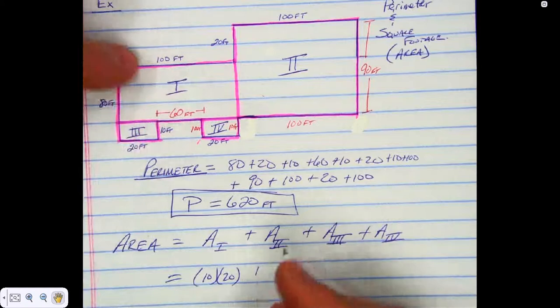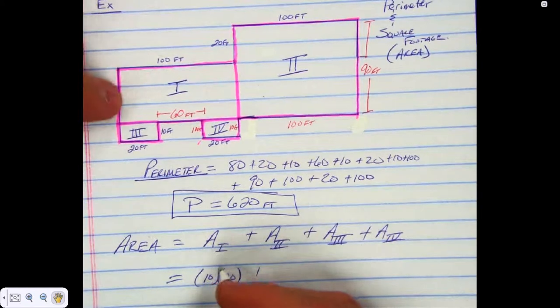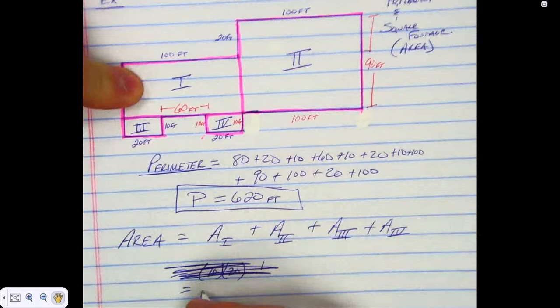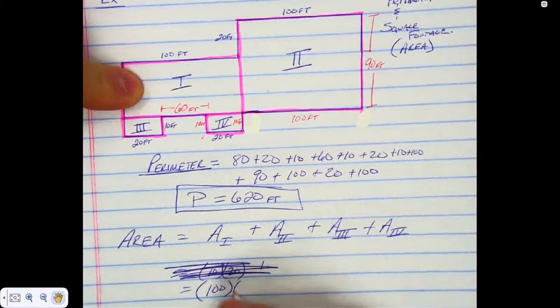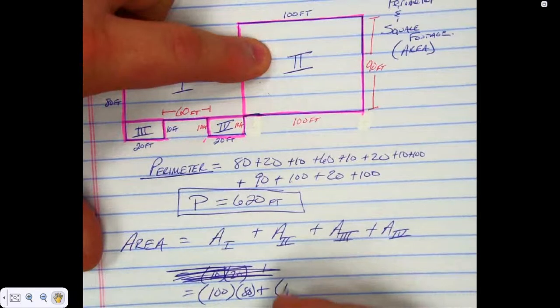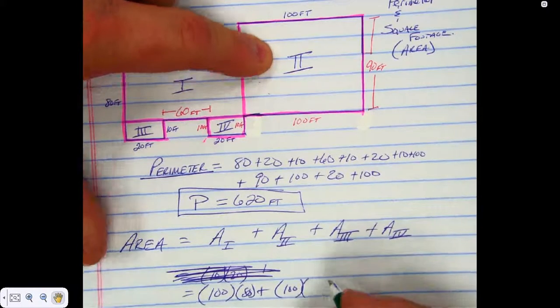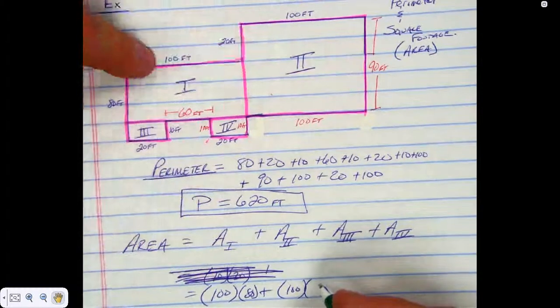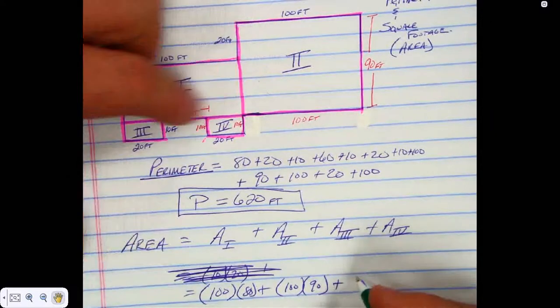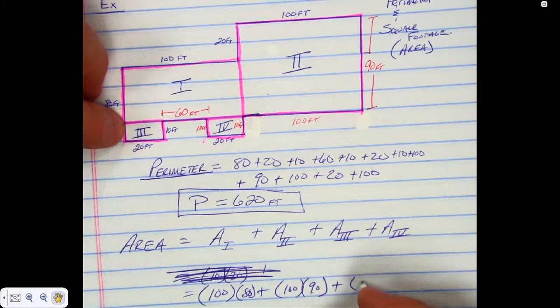What's the area of the region? Oh, I'm sorry, that wasn't region 1. Region 1 is what? 100 times 80, plus region 2, 100 times 100. 90. Plus region 3, 10 times 20.